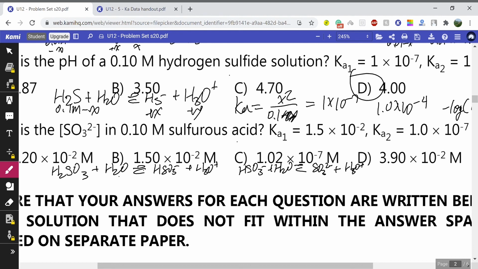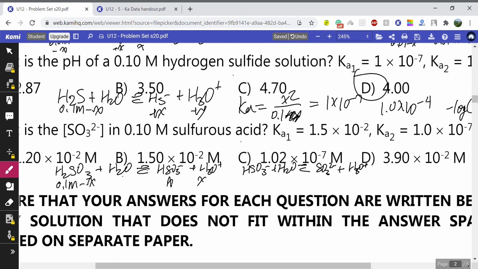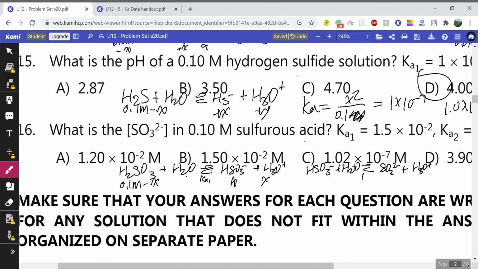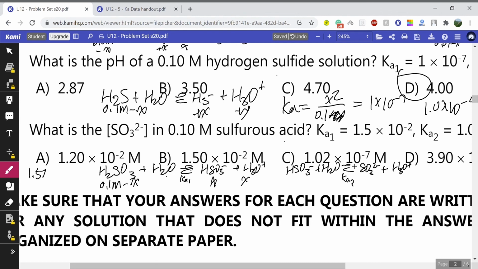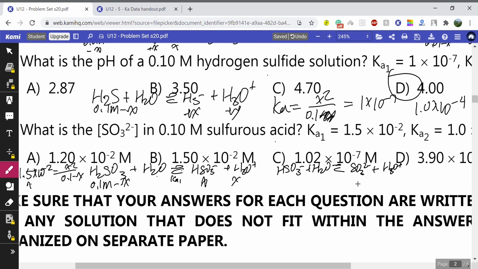Okay, so first we're going to use 0.1 molar minus x and the x over here. This is our Ka1, and this is our Ka2. First, our Ka1 is 1.5 times 10 to the negative second power, which is equal to x squared divided by 0.1 minus x. Let's quickly plug that into the calculator: x squared divided by 0.1 minus x minus 1.5 e to the negative second power. That will give us an x value of 0.0319.